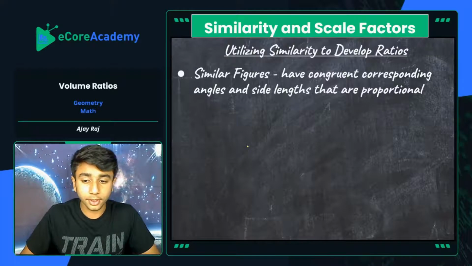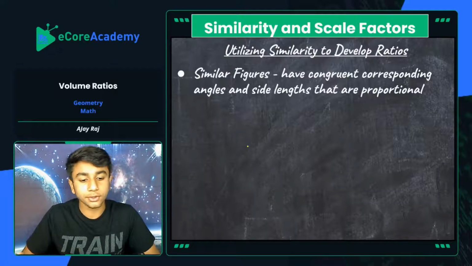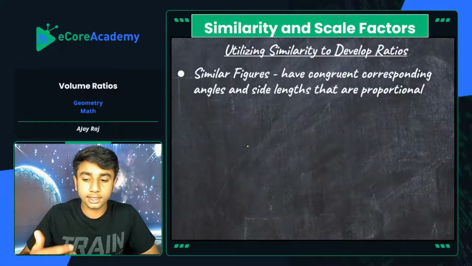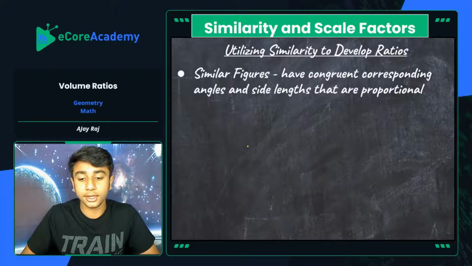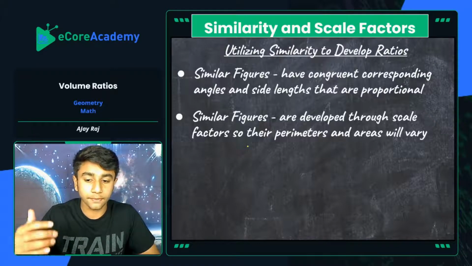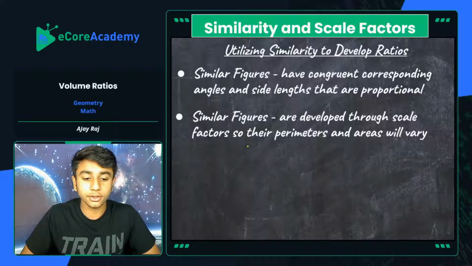Similar figures are two figures in geometry. These are bisecular comparisons. Similar figures are figures that have congruent corresponding angles and side lengths that are proportional as well. So that's the identification for a pair of similar figures. Similar figures are also developed through scale factors, so their perimeters and areas will vary. This means you can have two similar figures, but that does not necessarily mean that similar figure pair will correlate to another pair of similar figures. You're going to have different, specified, unique relationships that make each pair unique, and that, of course, is through scale factors.